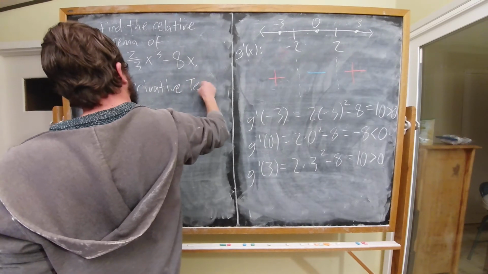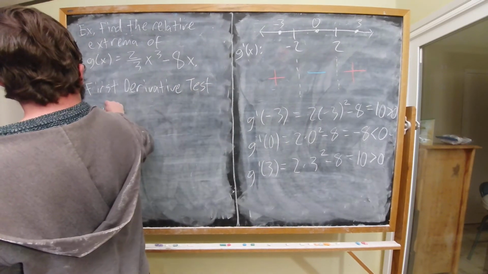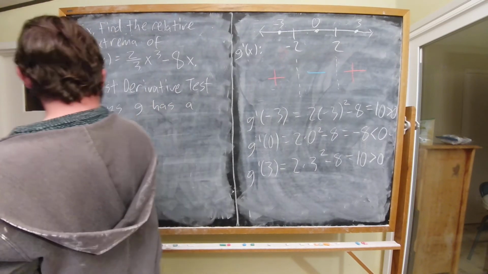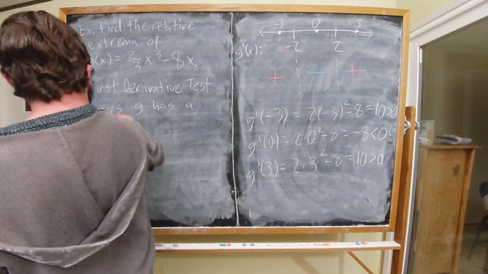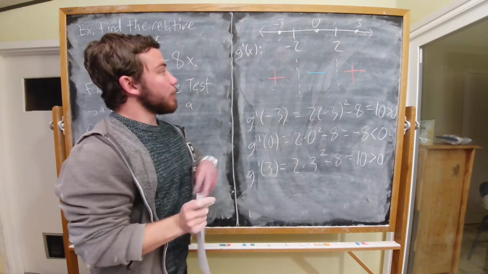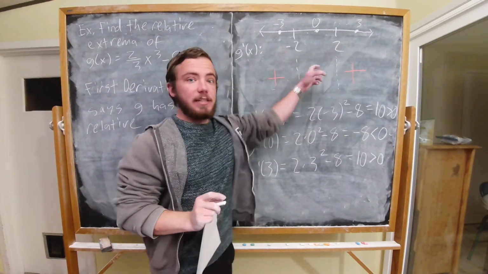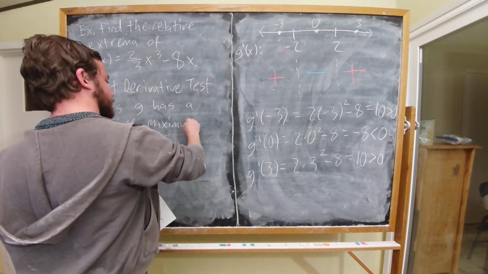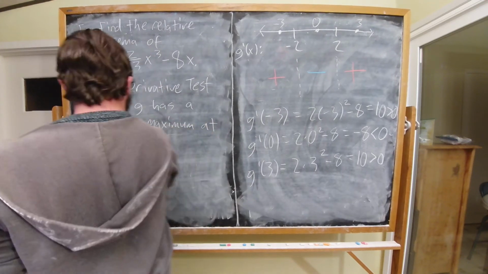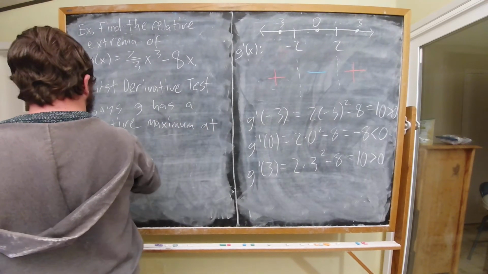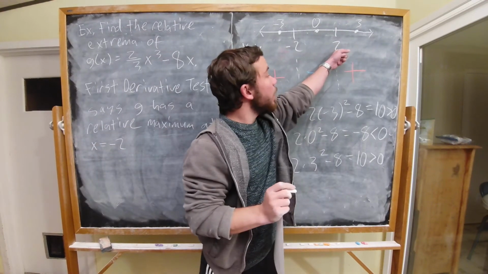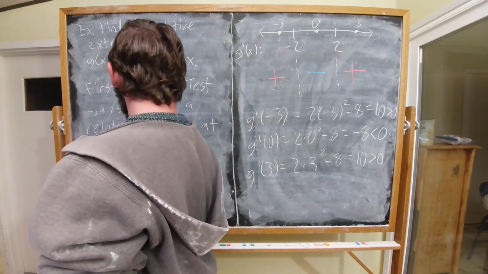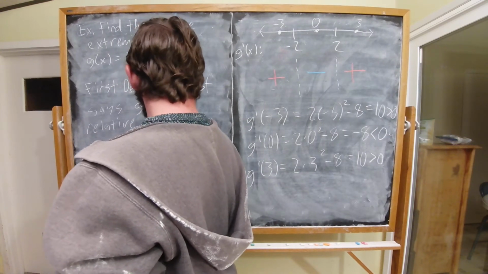First derivative test says that g has a relative. Okay, we're going from positive to negative, increasing to decreasing, so we're going to have a relative maximum at x equals negative 2. And then at x equals 2, we go from negative to positive. So we're going to have a relative minimum there.